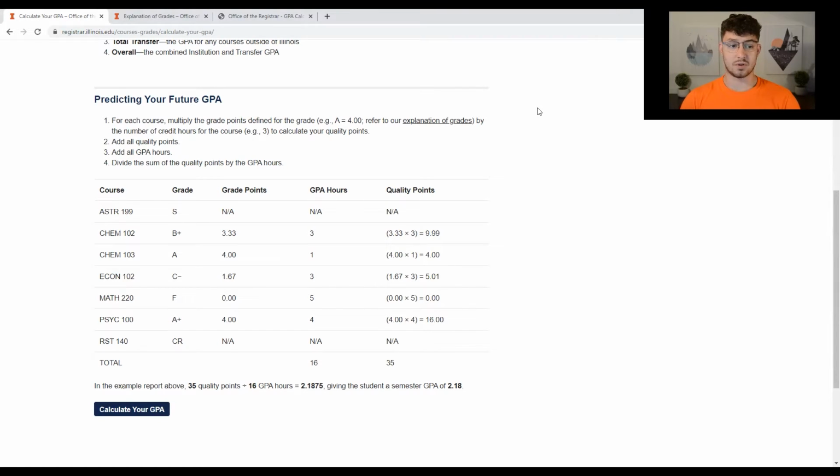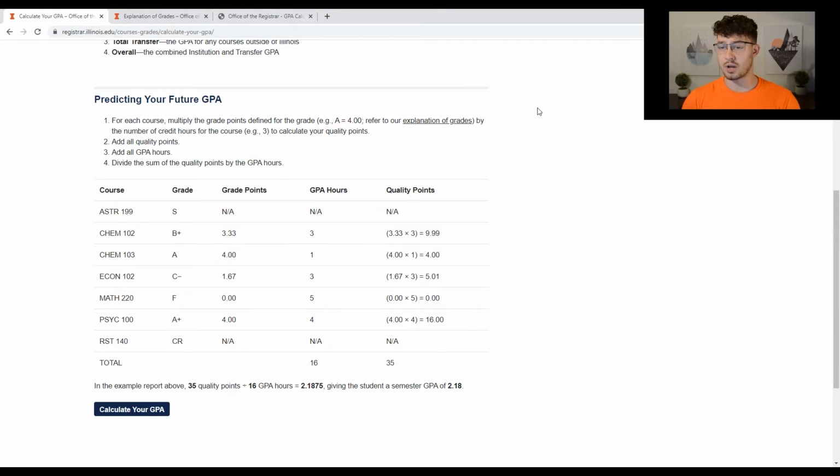To predict your future GPA, there are essentially 4 steps. The first is you multiply the grade points defined for the grade, so for example, an A would be a 4.0, by the number of credit hours for the course. So 3, 4 credit hours, 2 credit hours, however many credit hours the course is, to calculate what's called your quality points. Now you're going to then add up all your quality points, add your GPA hours, and then what you do is divide the sum of the quality points by the GPA hours.